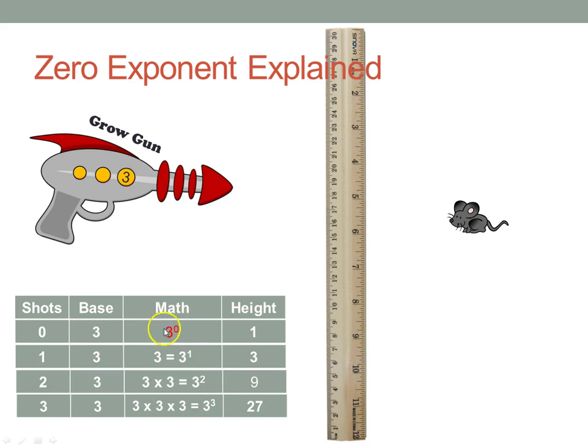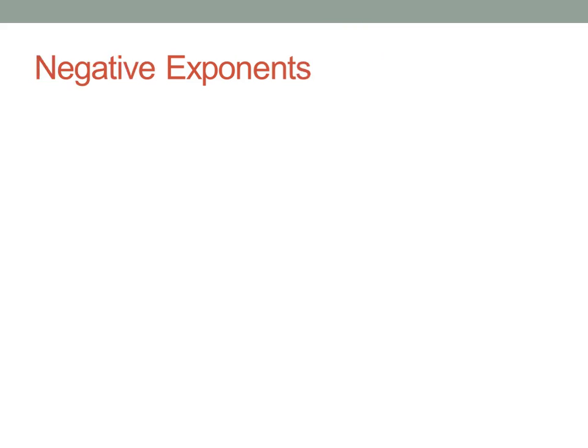So we just showed that 3 to the 0 power equals 1, or really anything to the 0 power other than the number 0 equals 1. So we just saw that with the mouse. Pretty cool, right? So that's how we deal with 0 exponents and why it works the way it works. So now let's get to negative exponents.